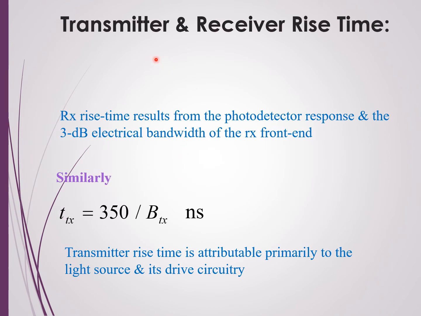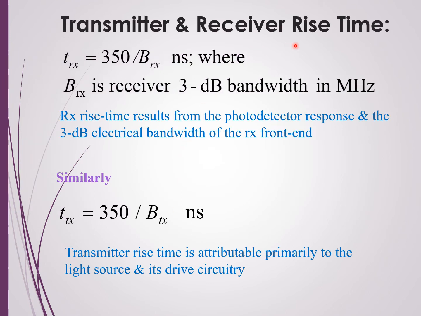Now let us look at transmitter and receiver rise time. For the receiver rise time, the formula is receiver rise time equal to 350 divided by BRX, where Rx is receiver. BRX is the receiver 3 dB bandwidth in megahertz. If you put the value in megahertz, the answer will be in nanoseconds. Receiver rise time results from the photodetector response and the 3 dB electrical bandwidth of the receiver front end.